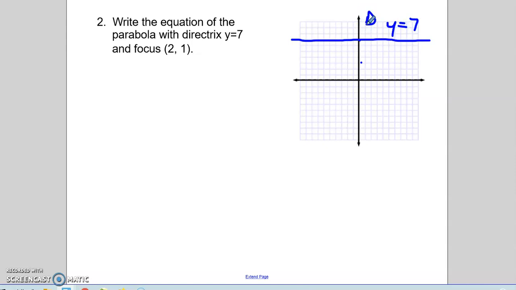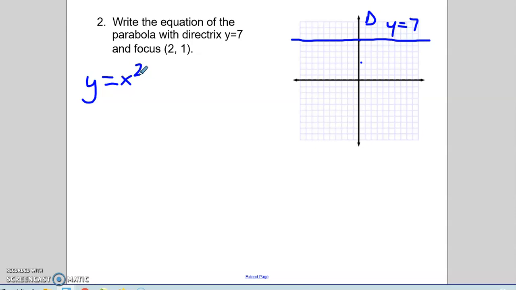Then, this automatically tells me I've got an up-down type of parabola, because the directrix would be going up and down if it was to the right or to the left. So that helps a lot. So I know I'm going to have something like y equals x squared, something like that, where I've got a single y term and my x is going to be squared.